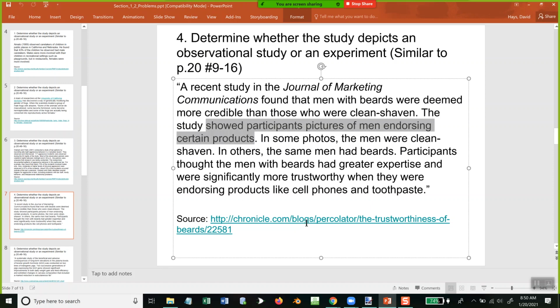Are they really applying any kind of treatment, giving them some kind of medicine or magnetic? No, they're just observing. So I would say this is an observational study.